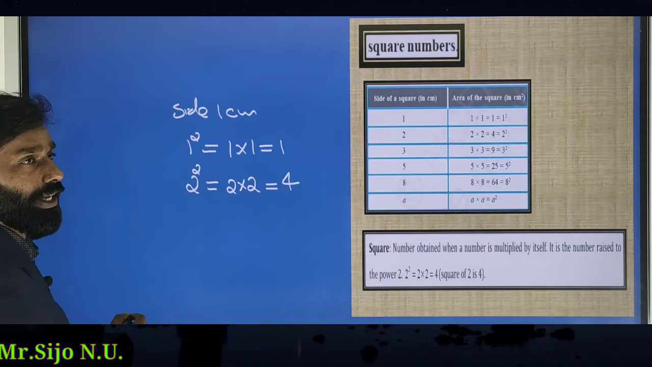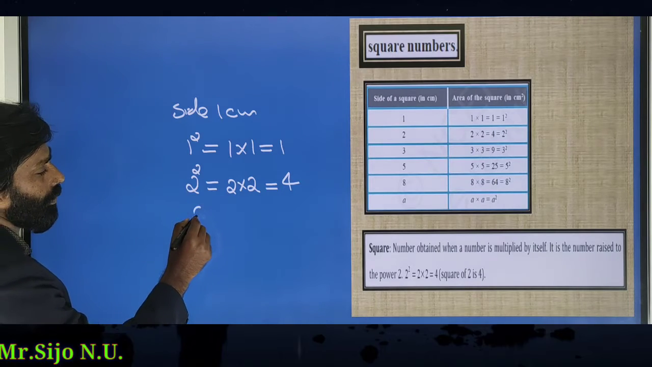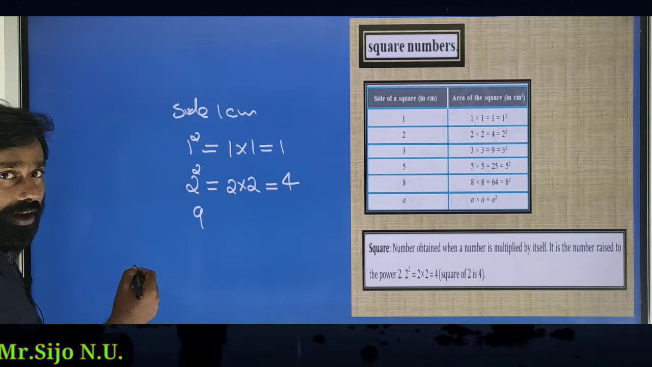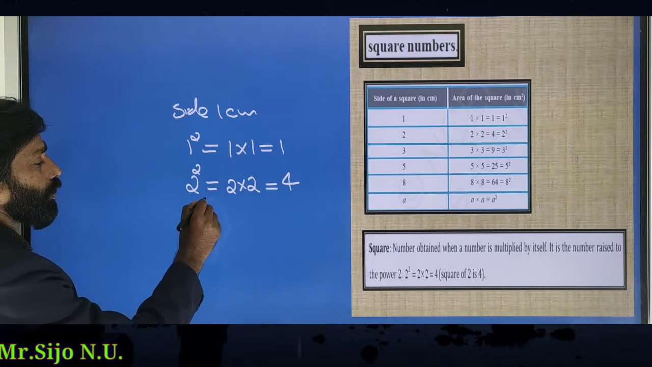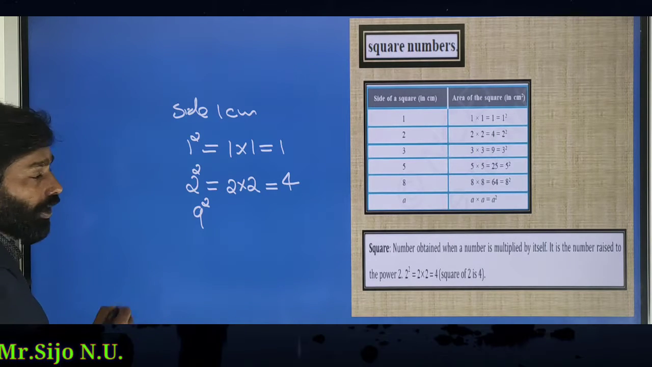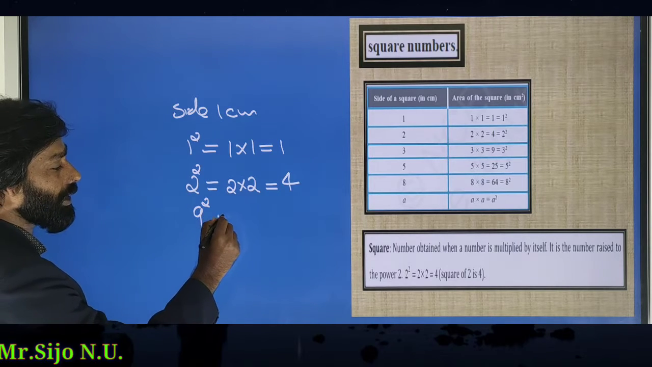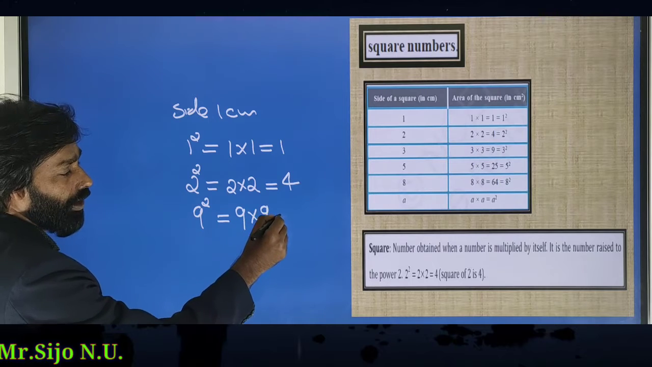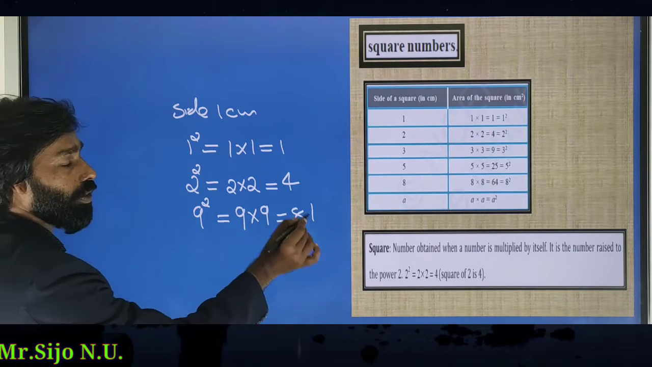So just suppose the side of the square is 9, then how can we find the square or the area of that square? Side into side. In the same way, we can write it as 9 raised to the power 2. That means 9 square. What does it mean actually? That means 9 into 9. We will get 81. So we can say 9 square equal to 81.